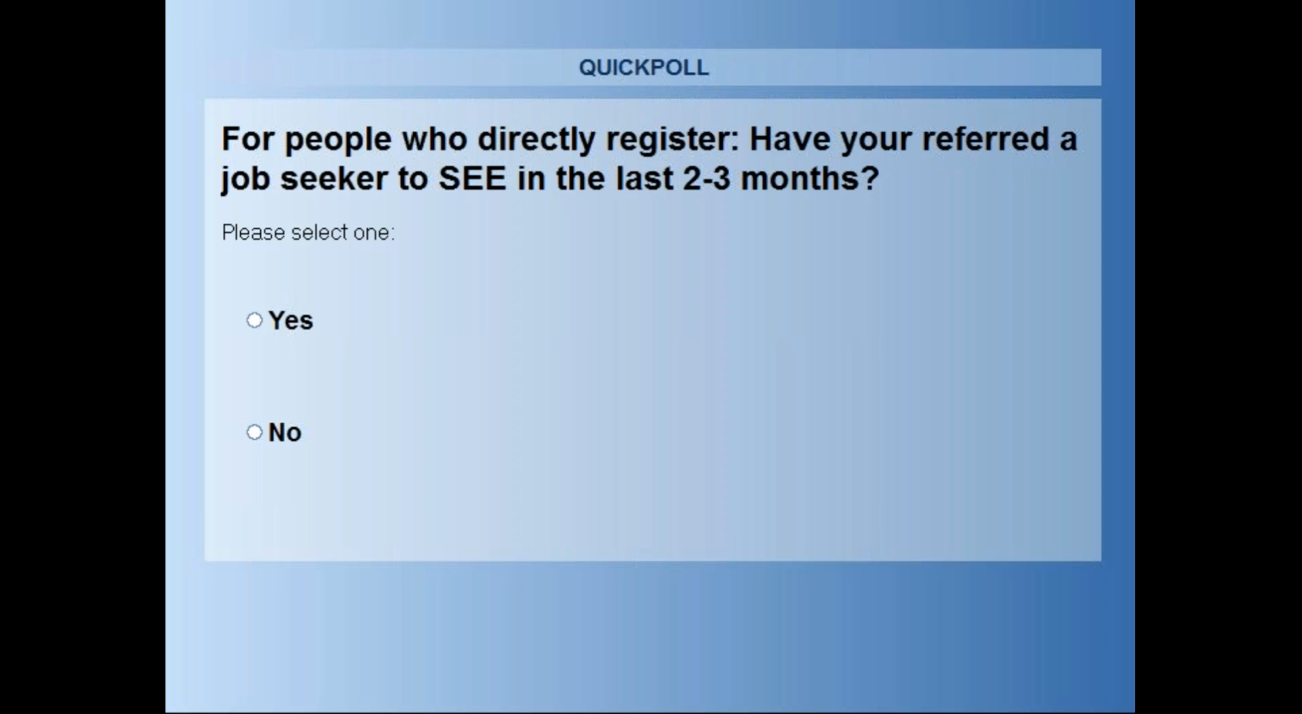We'll leave it open for another half a minute, 20 seconds, but yeah, if you could please just put your vote in quickly, that'd be great, and we'll move on to the next one.